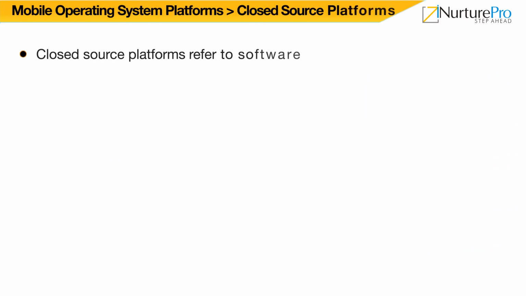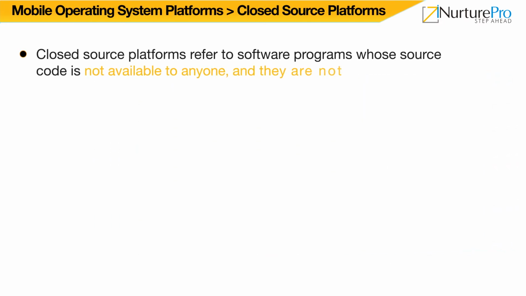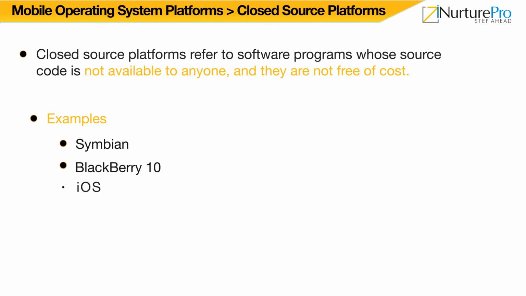Now let's look at another type of mobile operating system platform, that is, closed source platforms. Closed source platforms refer to software programs whose source code is not available to anyone and they are not free of cost. Some examples of closed source platforms are Symbian, BlackBerry 10, iOS and Windows 10 Mobile.